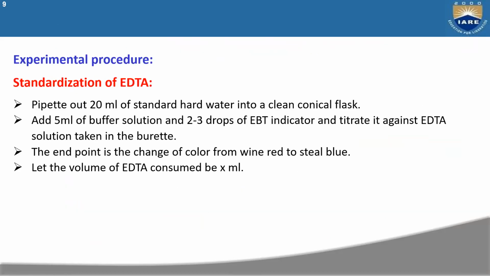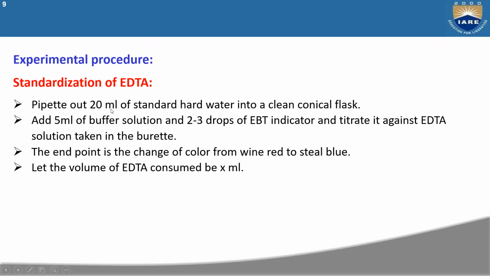Already you know conical flask. The conical flask contains 20 ml of standard hard water plus 10 ml of ammonia buffer plus 2 drops of EBT. Okay, so here 5 ml of buffer solution, 2 to 3 drops of EBT, and titrate against the EDTA solution taken into the burette. So in the burette we have to take the EDTA solution. The conical flask contains the hard water.